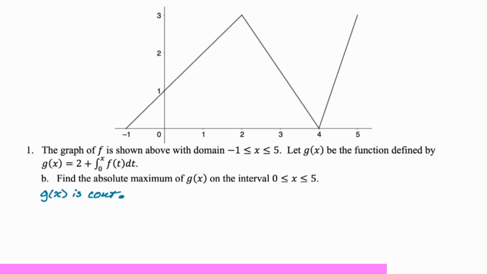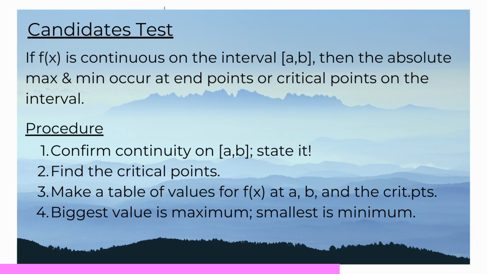Normally I would do the candidates test on this, but you can see that the derivative g prime, which is just f of x, is greater than or equal to 0 everywhere from 0 to 5. So the absolute max has to be at the right endpoint. I usually just immediately dive into the candidates test. I would have found the critical point, evaluated at 0, and evaluated at 5 and at 4, the critical point.